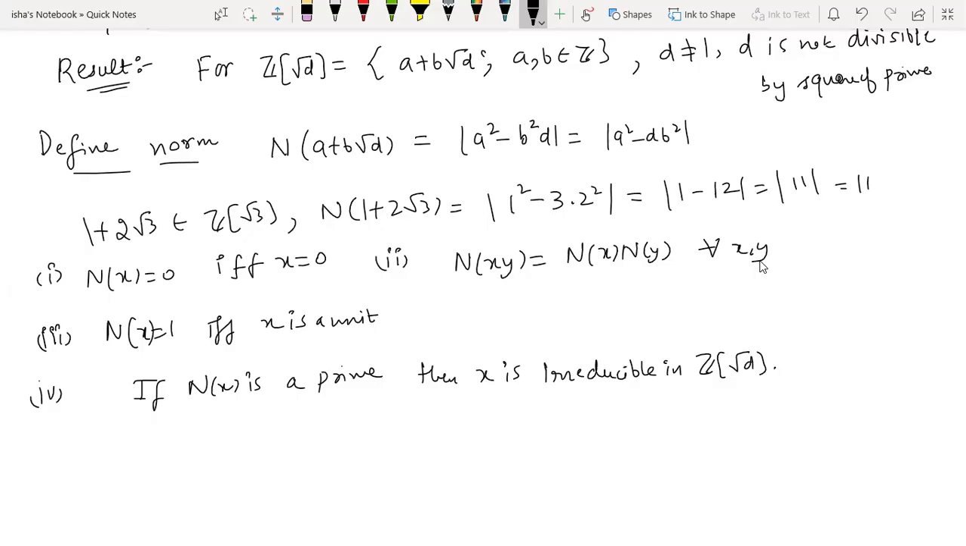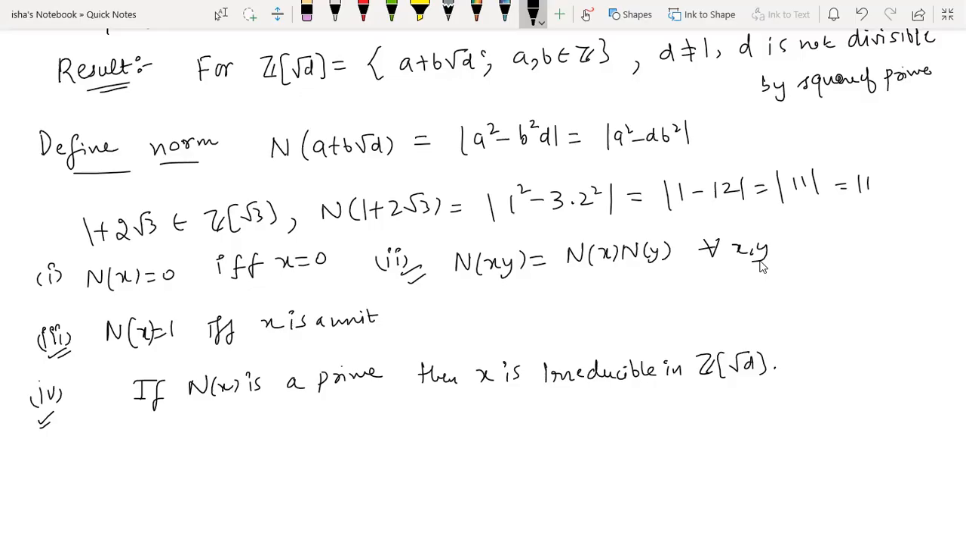So you can verify very easily all of these properties: if the number is zero, then its norm is zero. The commutativity will be satisfied, or you can say the norm gets distributed over the product. And this is important: if an element has norm 1, then that element is a unit element, and that is an if and only if result.